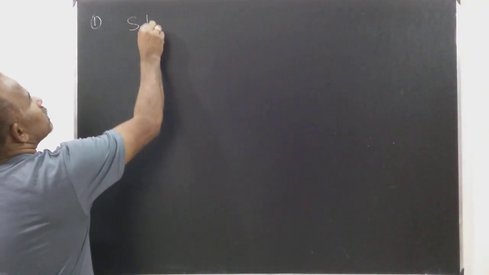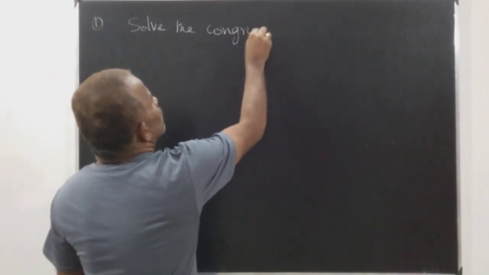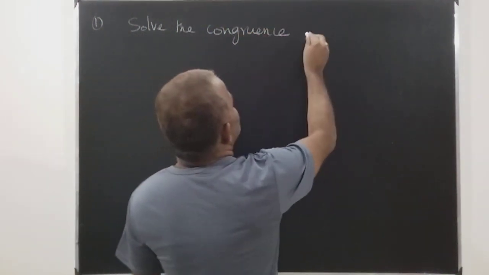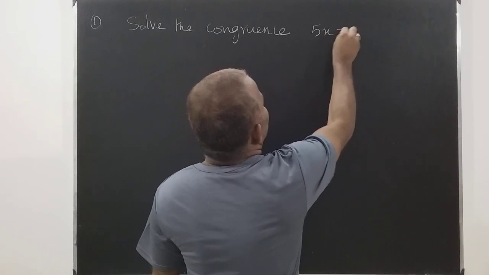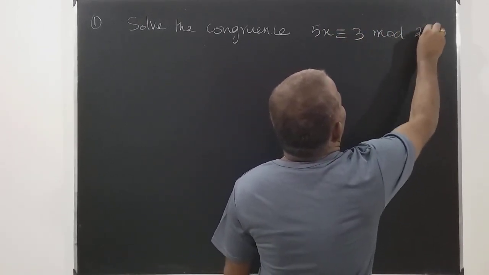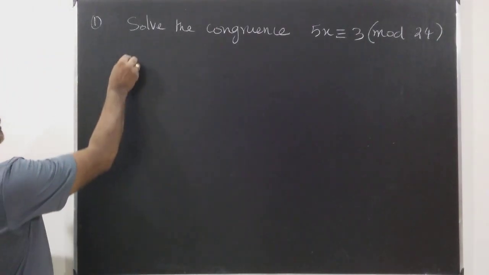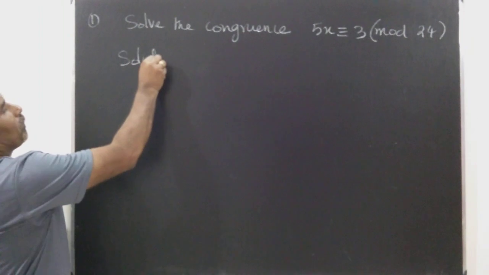Solve the congruence 5x is congruent to 3 mod 24. Solution.